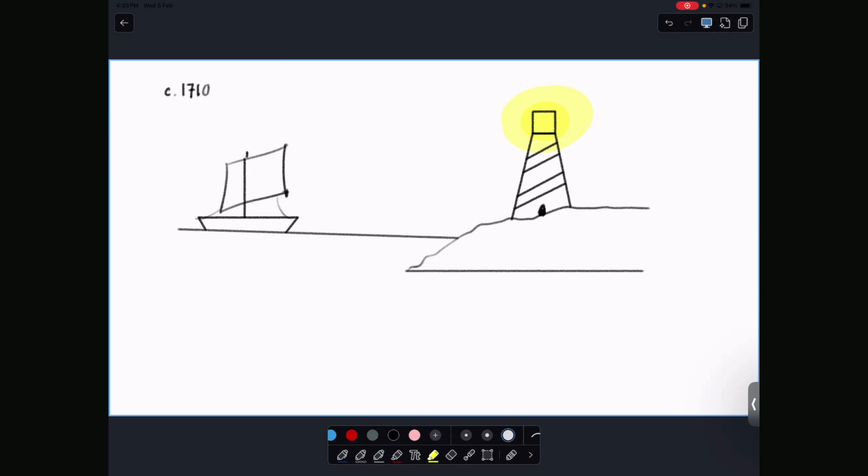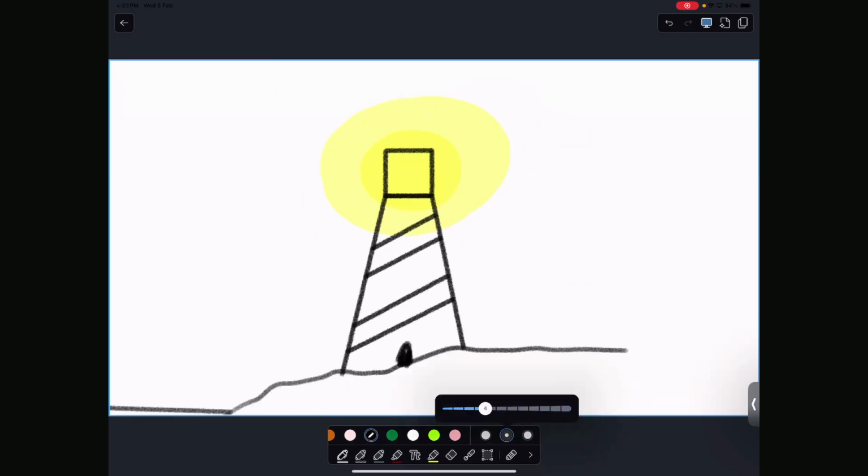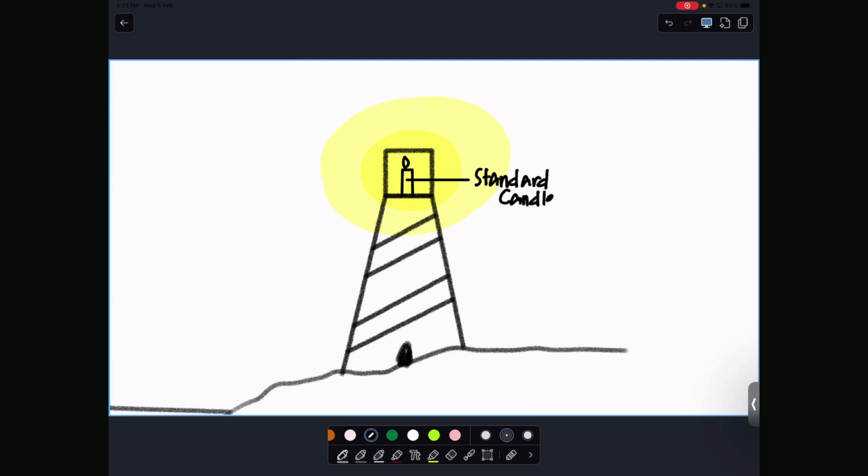So eventually they decided, in the 1700s, that all lighthouses, especially the ones that were ruled by the UK, used inside each of them a candle that was the same shape, size, and everything. And that's what is referred to as the what candle? The standard candle. So the standard candle is a candle whose what do we know? Power. That's the main thing that we have to take away from here.